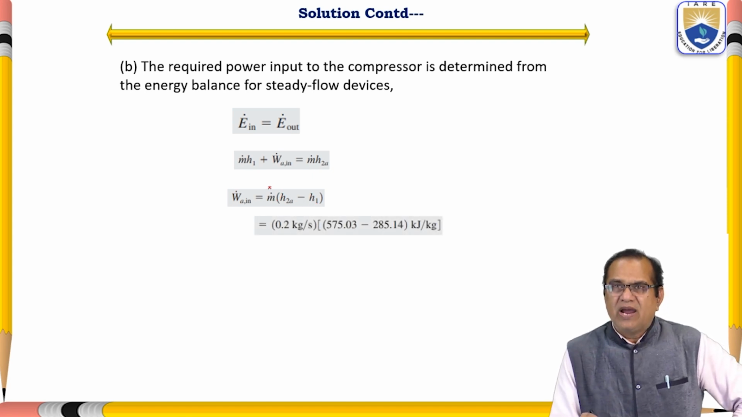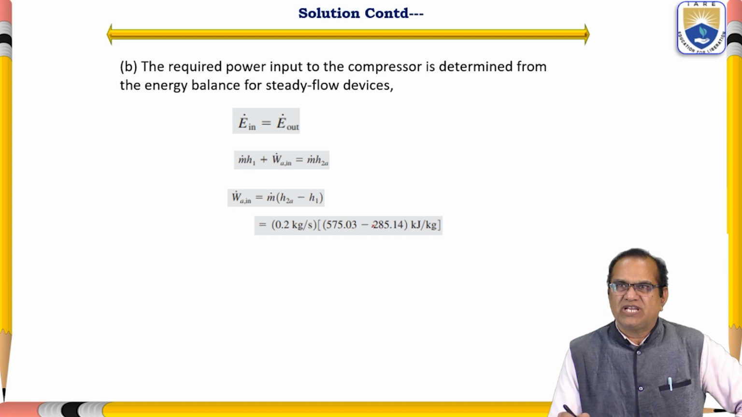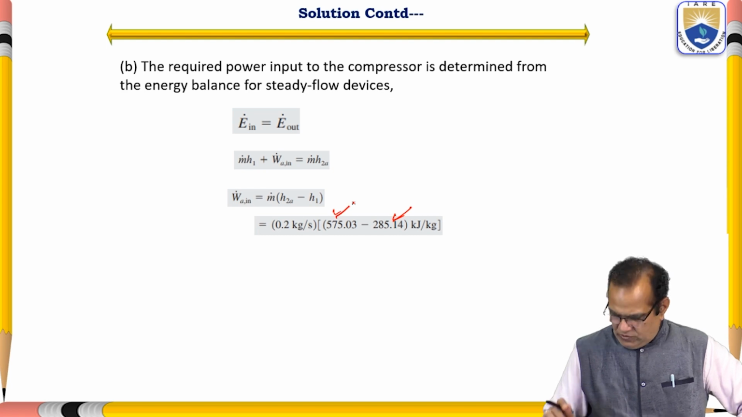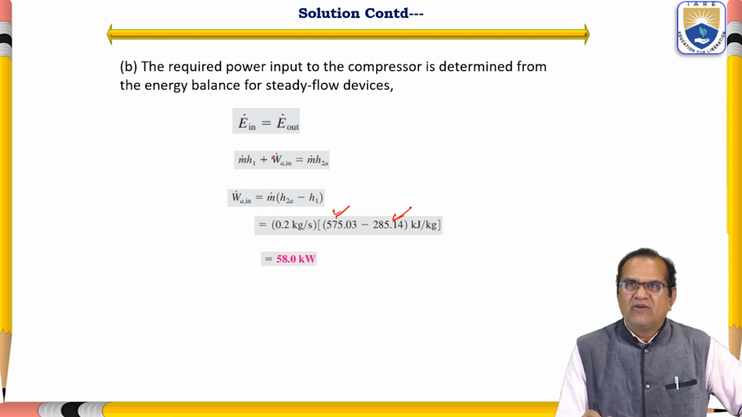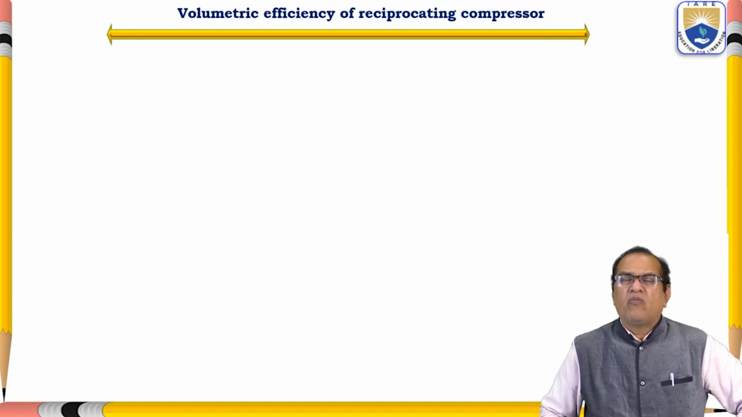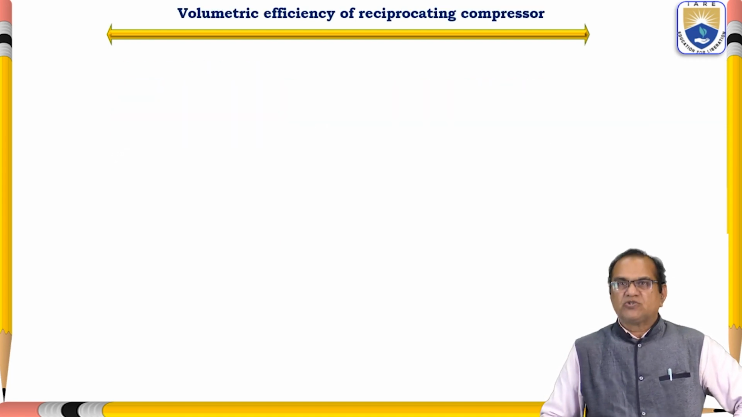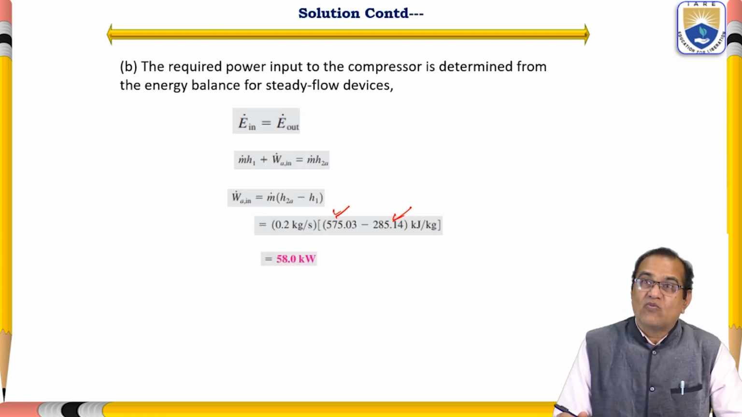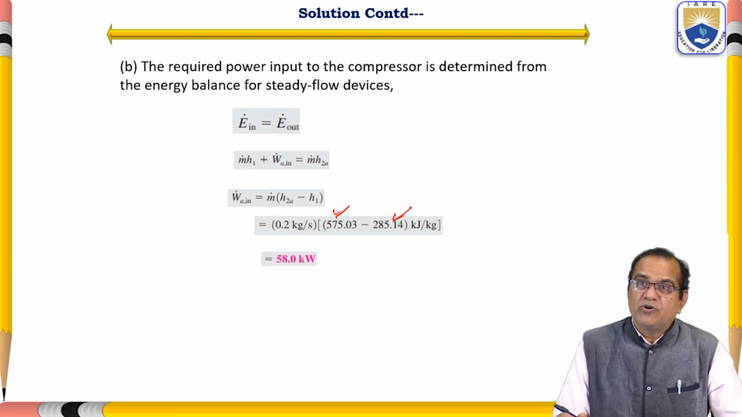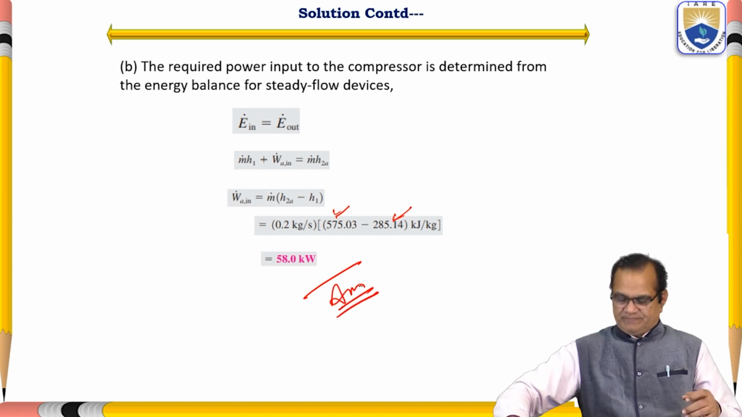So m dot we know 0.2 kg per second, h2a we got 575.03, this one, and h1 we got this one. Putting this value, we will get the W dot a in is equal to 58.0 kilowatt. Okay, so one thing we got here. Now we have to find out the volumetric efficiency. So in this way, we can get this answer, that how much work is required. So the required power input is 58.0 kilowatt, and that is the answer for this problem.